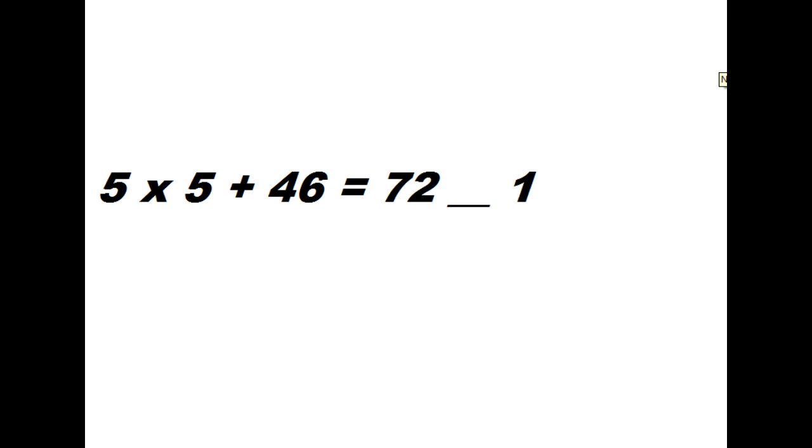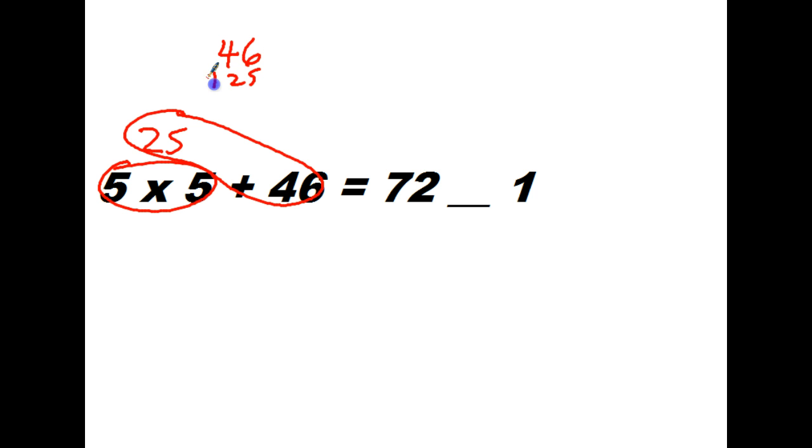Try this one out. I've got multiplying and adding. Multiplying is a higher power, so I'm going to do 5 times 5 first. That's 25. 25 plus 46. 11, carry my 1, 71. So this side needs to be 71. I'm getting smaller. Pretty obvious, 72 minus 1 gets me to a 71.